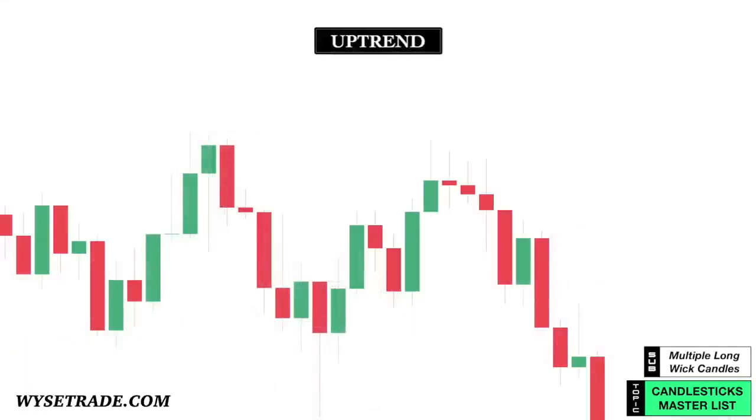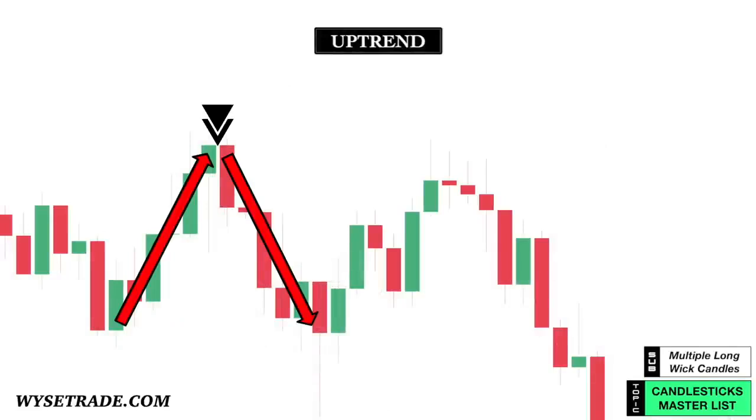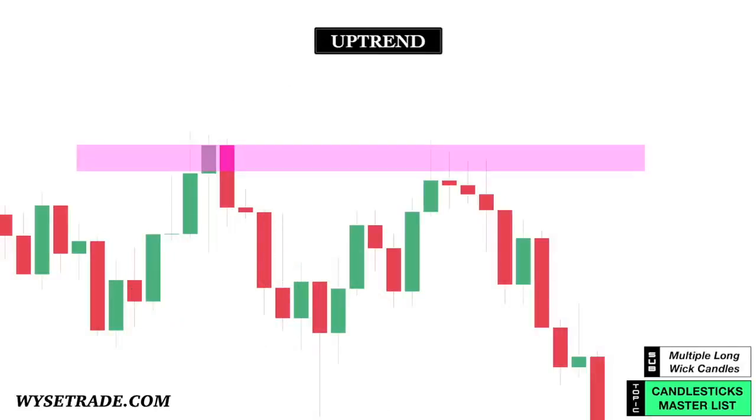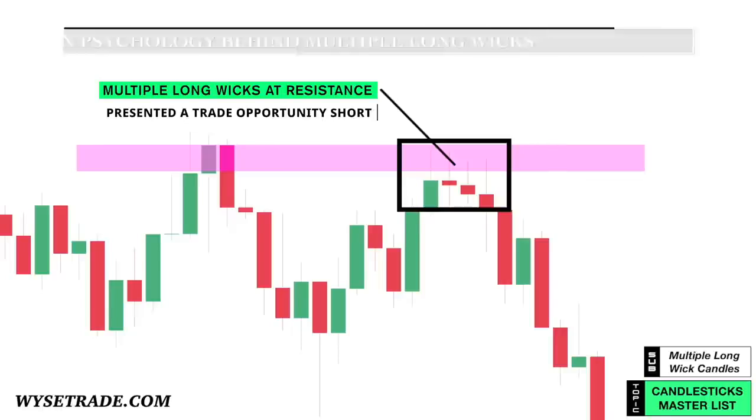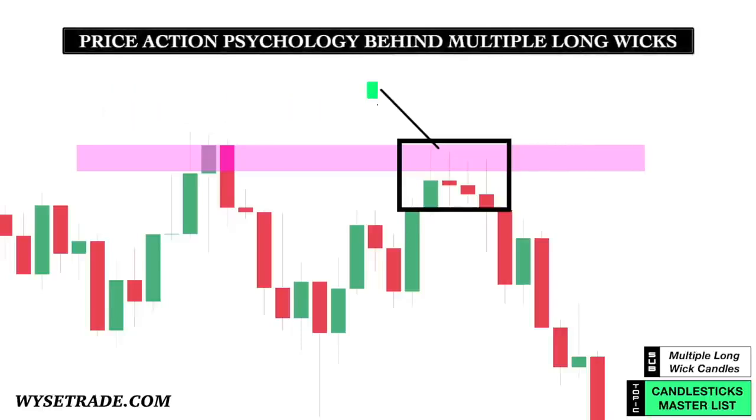Starting in an uptrend, price came up, hit and reversed, giving you a key level of resistance. As price came back up, you had multiple long wick candles form at the key level, which presented a trade opportunity short. So what is the price action psychology behind this pattern?